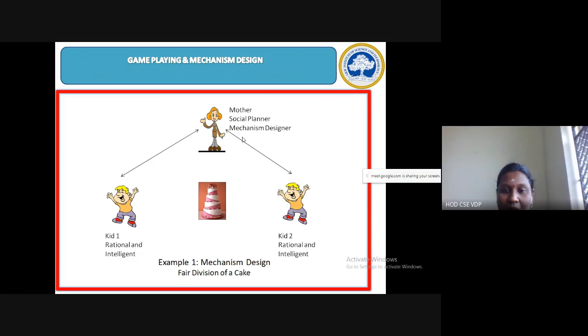Any guess? How can you cut the cake into two equal halves, so that each kid gets exactly the same amount of cake, right? So how do you say that the mechanism designer here, the social planner, is going to be a rational agent and going to make the best decision? Can someone answer for this? Kid 1, you call it a rational agent. Why? Because he's smart enough. By looking at the cake itself, he'll tell whether he has got exactly equal portion of the cake or whether the other kid has got a slightly higher portion of it. So how can the mother be a social planner for this?